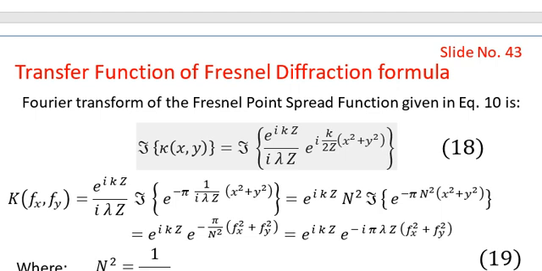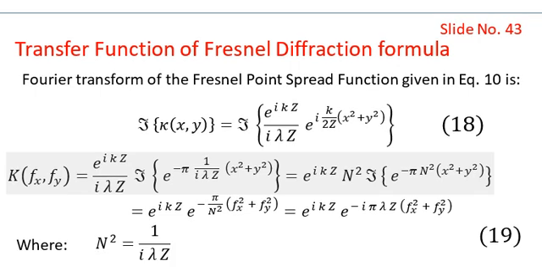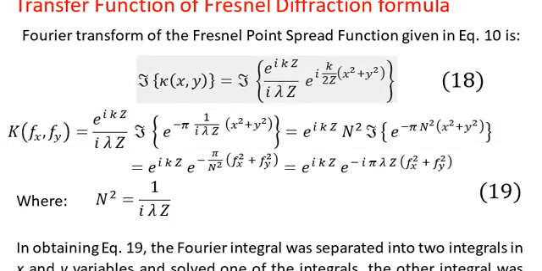So the Fourier transform of kappa on the left hand side is equal to the Fourier transform of its expression, that is the expression of kappa on the right hand side, which is equal to e to the power iota kz over iota lambda z multiplied by the exponential e to the power iota k over 2z. Within the bracket we have x square plus y square, and this is equation number 18. Now on the left hand side the Fourier transform of kappa can be represented as capital K at the Fourier variables fx comma fy.